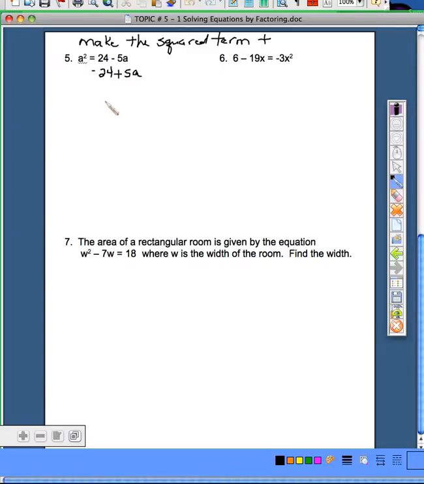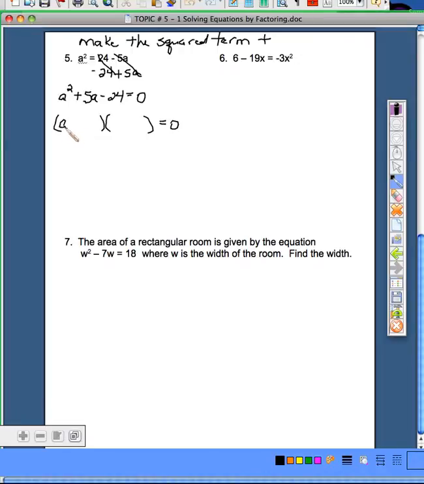Then write them in descending powers of the variable. So I'm going to write a squared. I'm going to write the 5a next. And then the constant 24 last. And that's going to equal 0 because all of these add to be 0. Now we need to factor. Since there's not a coefficient, we should be able to factor mentally.